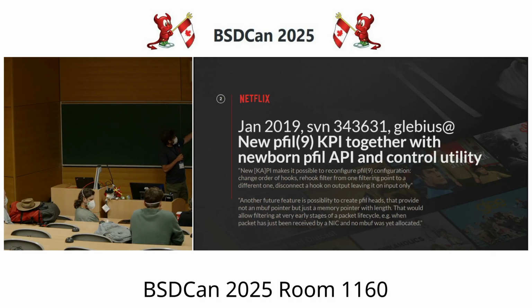So if you see the title here, "new P file, KPI together with", what does that mean? I have no idea. So I try to read the whole commit message. The last chapter is interesting: another future feature. There is something about performance, perhaps there's something interesting here. But as a PF firewall admin, it's okay. There's something here, but I don't know what.